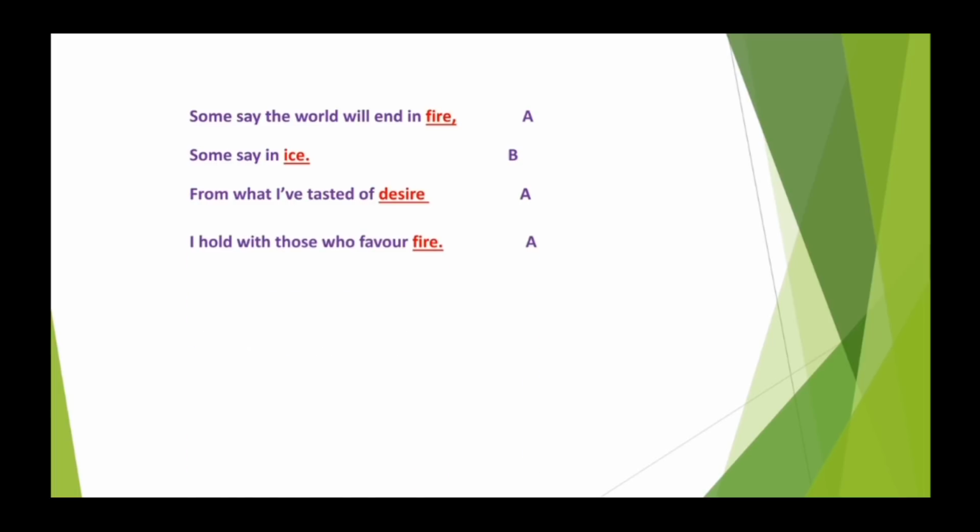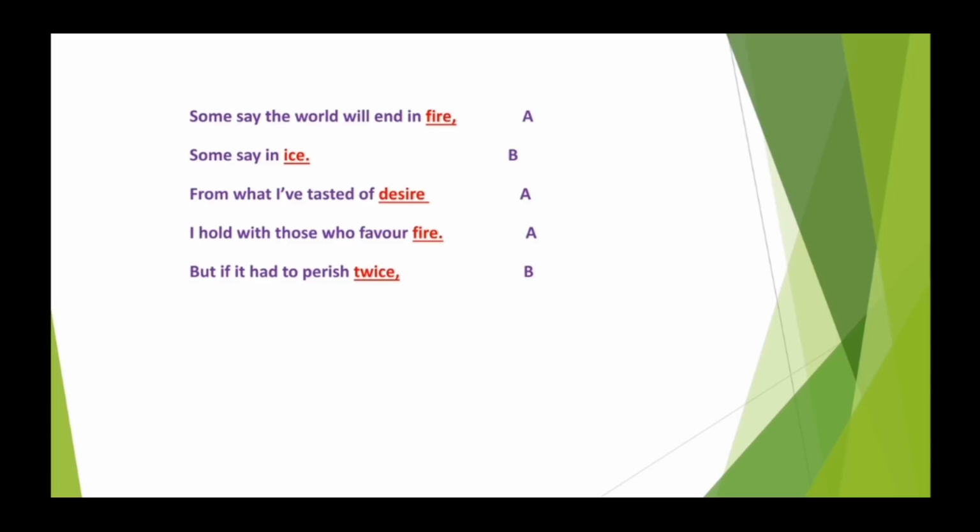Now let's find out the rhyme scheme. Some say the world will end in fire. So the last word is fire, so we will give this line A. Some say in ice. Now here we can see fire is not rhyming with ice. So B. From what I have tasted of desire. Now here we can see that the last word of the third line, desire, is rhyming with fire. So again A. I hold with those who favor fire. Now desire, fire, again both are rhyming. So A.